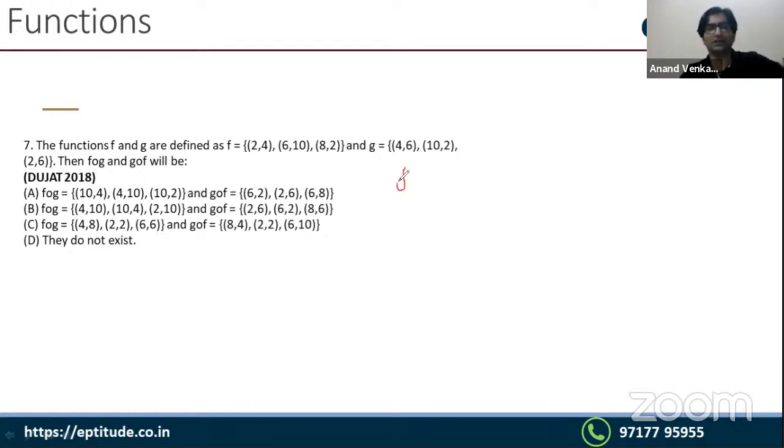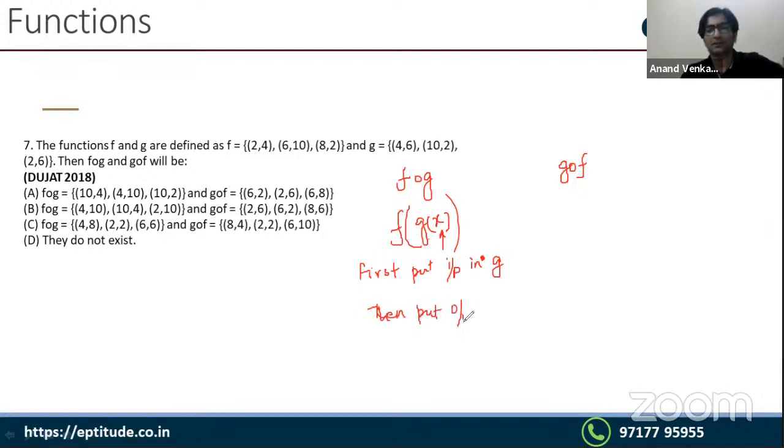देखो FOG and GOF is what the question asks. FOG का क्या मतलब होता है? F of GX. तो मतलब इसको इवैल्यूएट कैसे करेंगे? पहले X सब्स्टिट्यूट करेंगे, इनपुट सब्स्टिट्यूट करेंगे G में. Right? First put input in the function G. Then what you do is you take the output of G and you put it in the function F, right? And the answer will be the output of F.